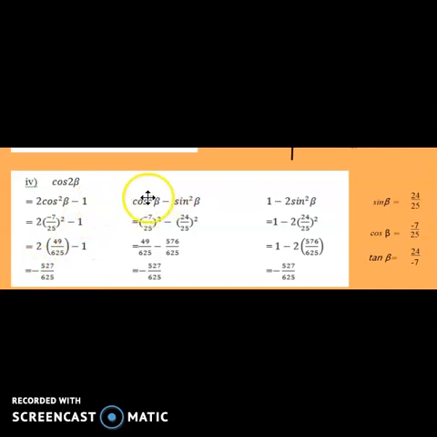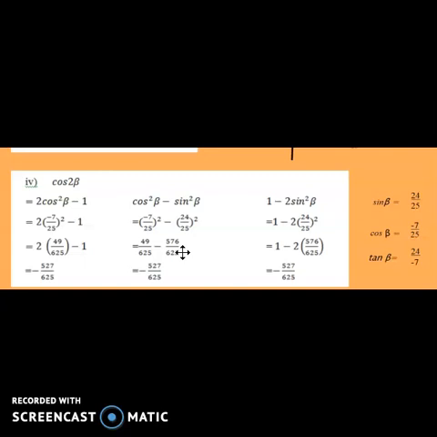If I say cos of beta squared minus sine of beta squared, so cos of beta squared is 49 over 625. Sine is 24 over 25. Squared is 576 over 625. Subtract the two from each other. I get negative 527 over 625. The same answer. Shouldn't be any different. It should be the same.